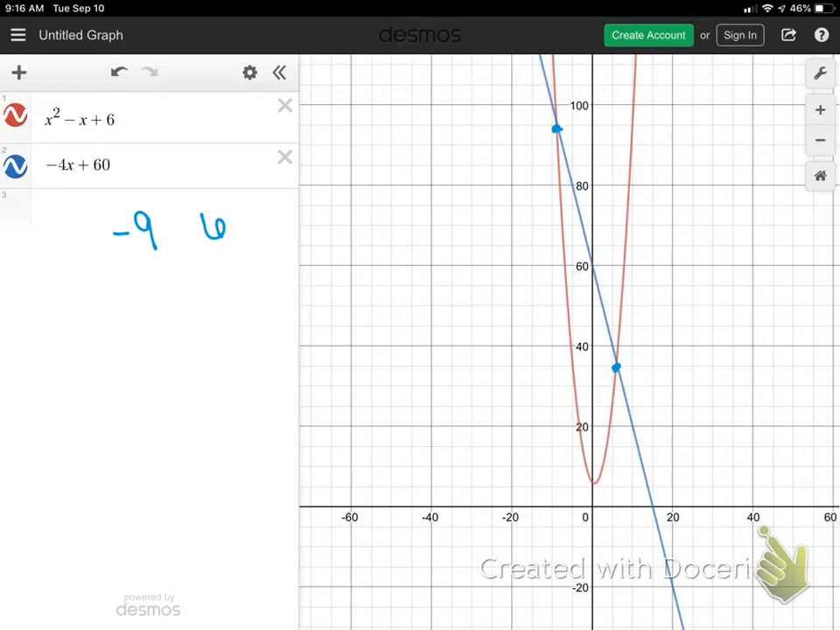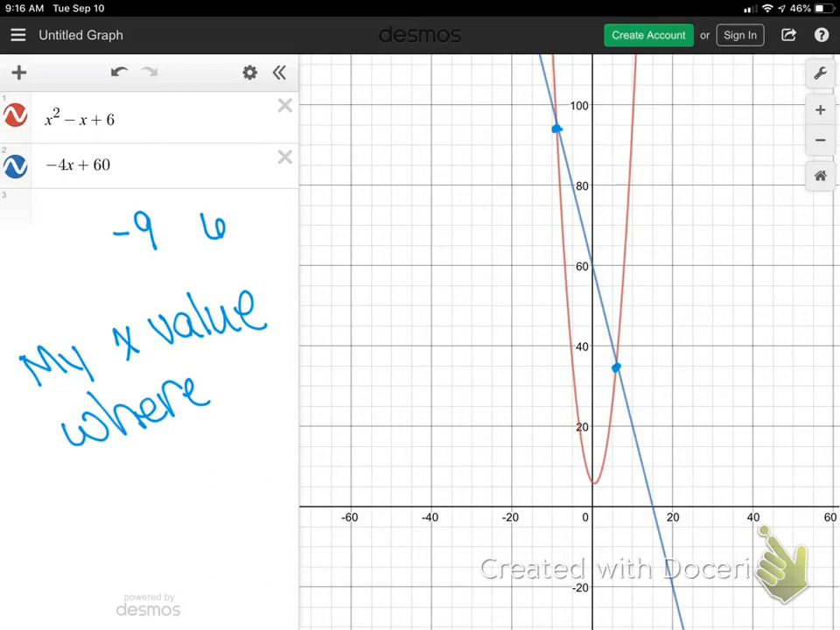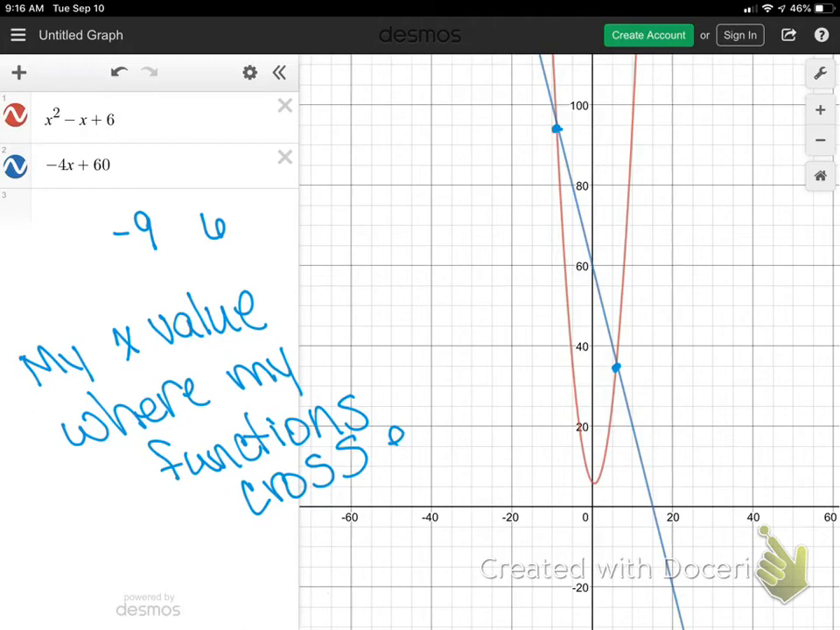So what I have found is my x value where my functions cross. That's what I found: the x value where my functions cross each other. I'm not looking at the x-axis here. I'm talking about each other.